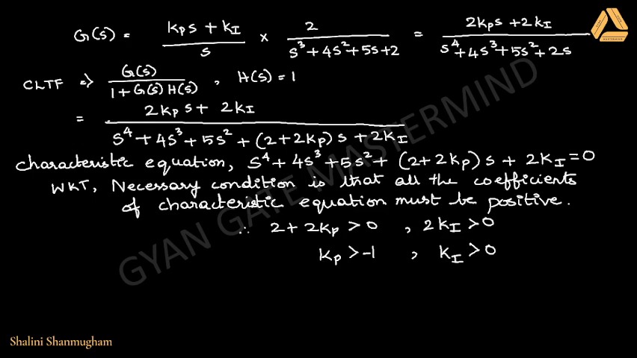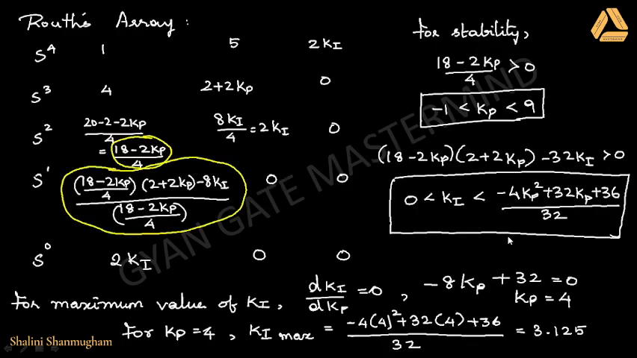From the characteristic equation we infer that 2 + 2Kp should be greater than 0, as well as 2Ki should be greater than 0. That is what I have written here, so both must be greater than 0. On simplifying, you will get Kp is greater than -1 and Ki is greater than 0. After that you construct the Routh's array from the characteristic equation.